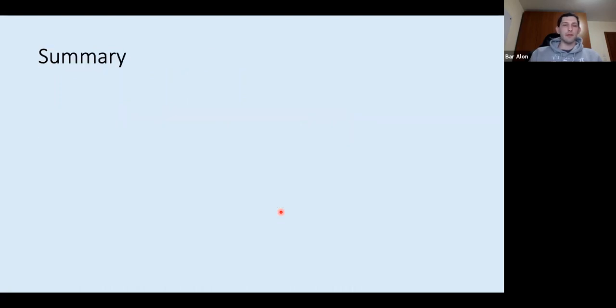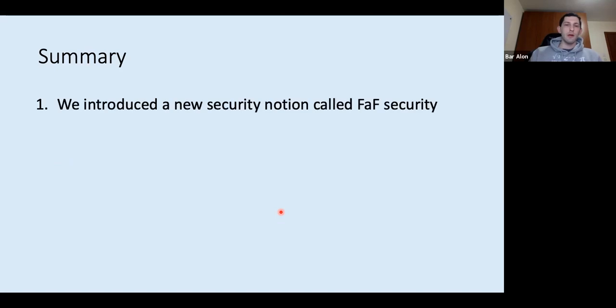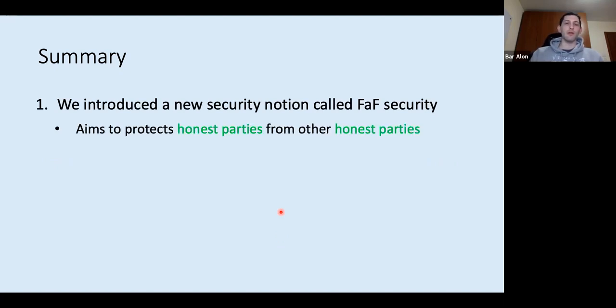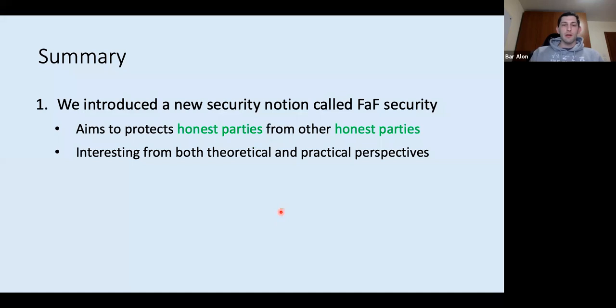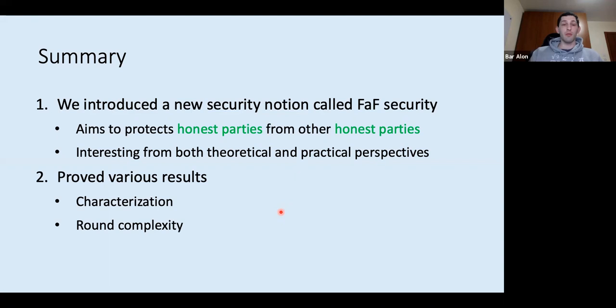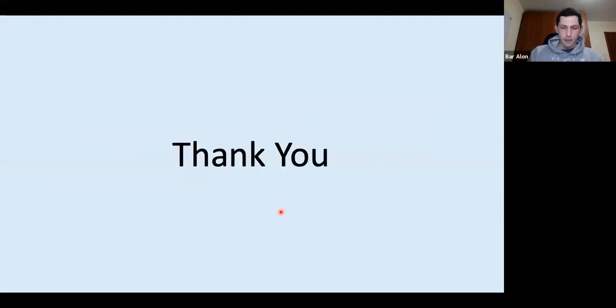And that's it. So let me summarize the talk. We introduced a new security notion, which we call security with friends and foes, or FaF security, which aims to protect the honest parties not just from malicious parties, but from other honest parties. We believe it to be interesting from both theoretical and practical perspectives. We also proved various results about this security notion, which include the characterization, the round complexity we investigated, and we also gave comparison to various other more classical definitions. And that's it. Thank you for listening.